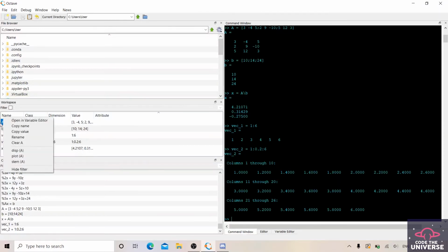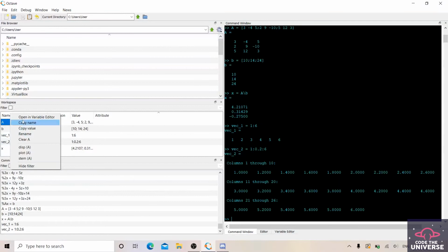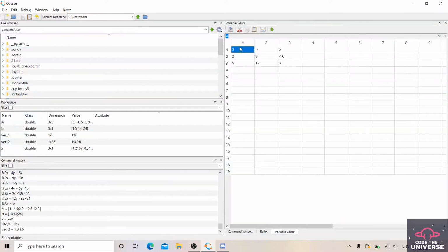Let's say I click on A from my workspace column, and I'm going to open it in the variable editor. So you see, I needn't necessarily declare all the values inside a matrix or a vector on my command. I can just make it available in my workspace. I can come over here and tweak around the values. Let's say I want to make this a 4 by 4 matrix. I'm just going to add a few random elements here.